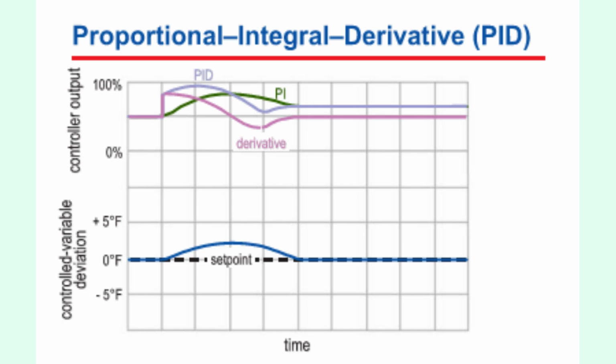It predicts future error by measuring how quickly the error is changing, or the rate of change. Together, these three actions balance speed, accuracy, and stability. It reacts to how quickly conditions change, reducing overshoot and speeding up response. Best for systems needing precise, stable control.